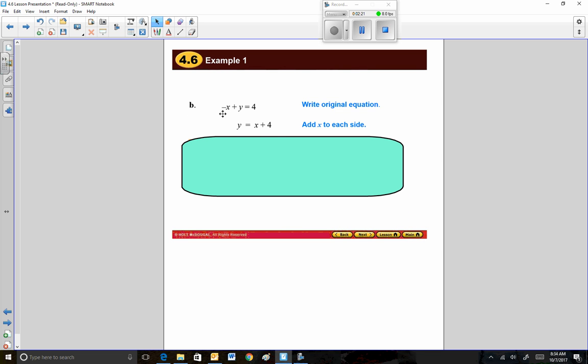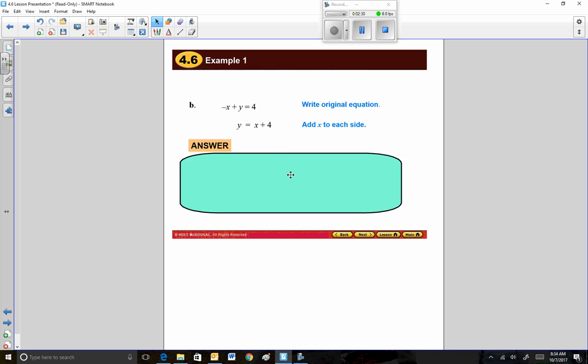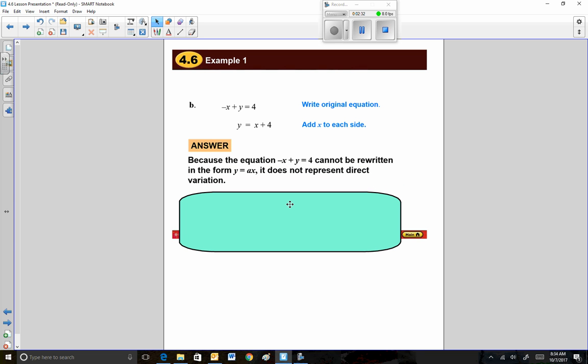Let's do part B. It's in standard form. We've changed it into slope-intercept. Notice it says plus 4 here. So, is this direct variation or not? No. Because the equation cannot be written in the form y equals ax, it does not represent direct variation.